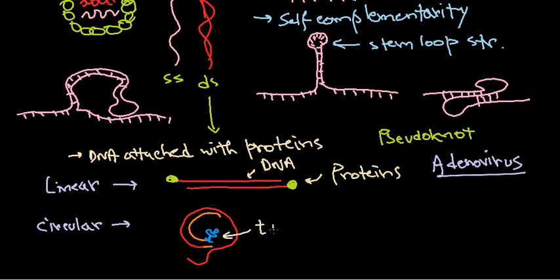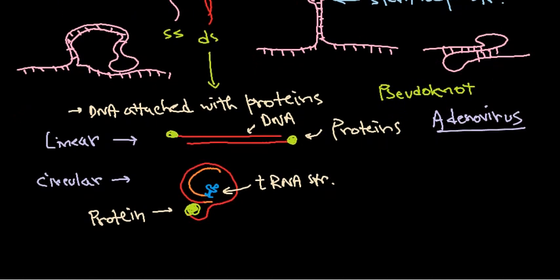This is a tRNA-like structure at the end of one strand of the DNA, and this structure is important to hold the DNA structure together. It also has a protein at this end, so it can attach to it. So we can see that this DNA can have proteins attached. In the case of adenovirus, DNA has protein attached at both ends. Sometimes we can have protein attached at one end.